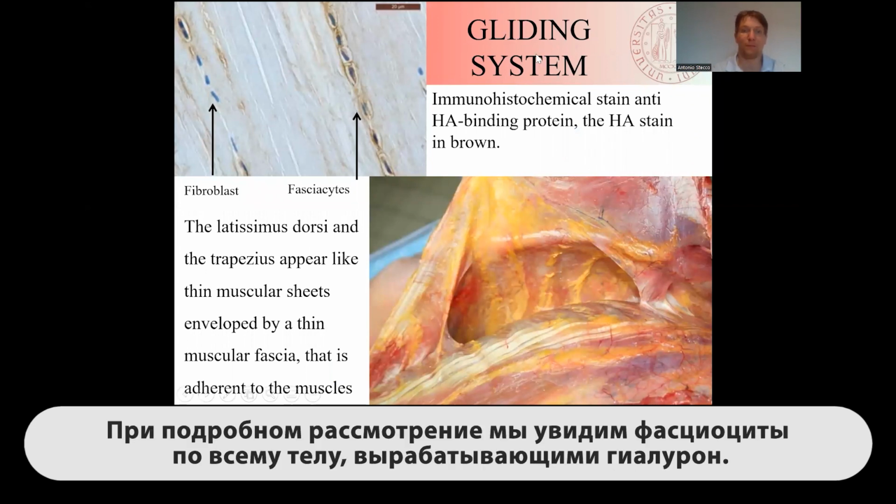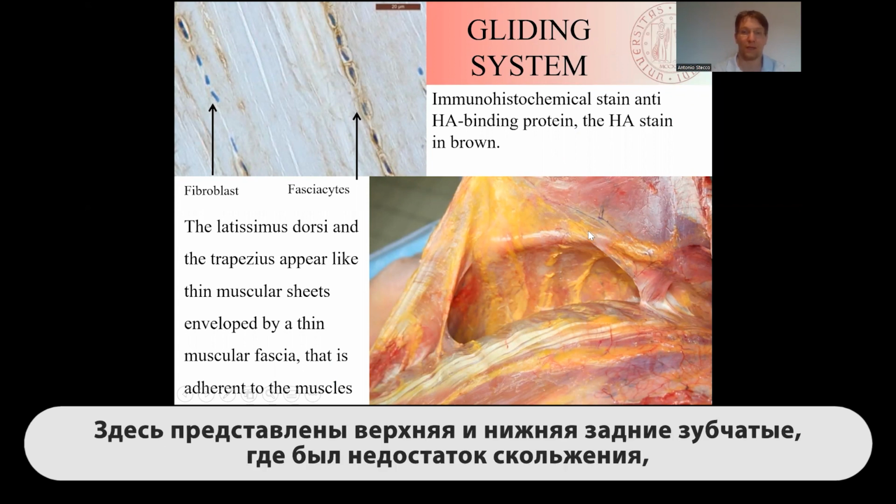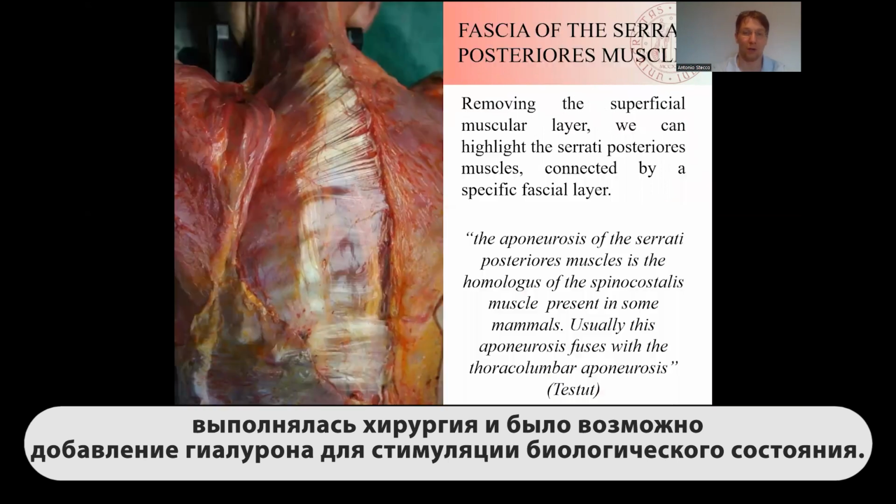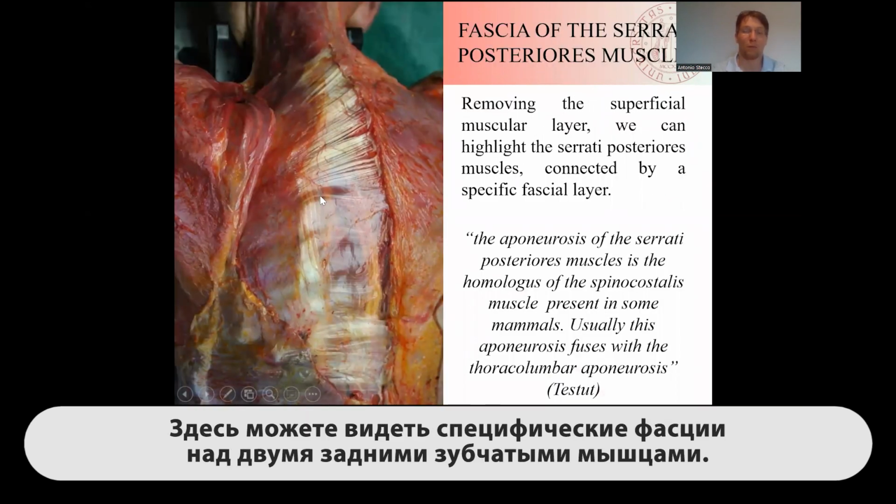But going deeper, you will see that these cells that we call fasciocytes are present all over the surface of the body, not just in our study. So whenever there is an interface, they will produce hyaluronic acid, or hyaluron. As you can see from here, this is the serratus posterior superior, and the serratus posterior inferior. Over here there was a lack of gliding, and then you make a surgery, and maybe you can add some lubricant to stimulate the biological condition. Here you can see the lumbar fascia above and below. You can clearly see the serratus fascia, so the fascia connects the two serratus muscles.